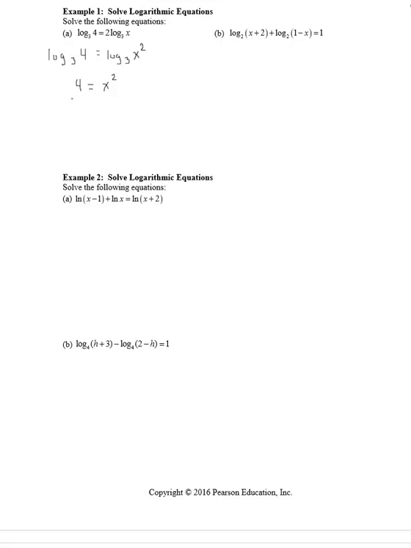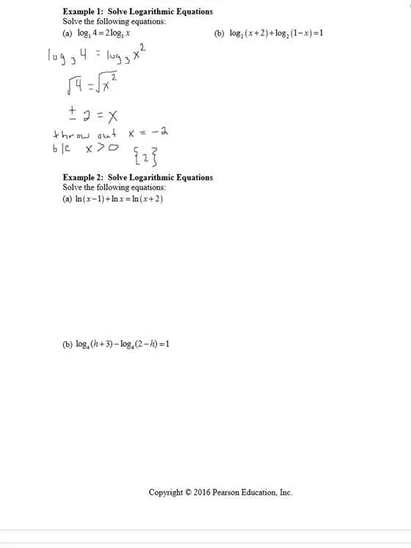And then using the square root property, we square root both sides, and we get plus or minus 2 equals x. However, if we go back to our original equation, where we have 2 log base 3 of x, x has to be greater than 0. So that means throw out the solution x equals -2, because x has to be greater than 0. So our only solution is 2. And we write the solution in set notation.